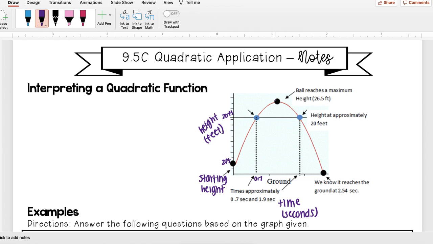And a lot of times you're going to be asked, what is the maximum height, and at what time does it hit the maximum height? The maximum height is just always going to be your vertex. So that's always going to be the highest that the ball reaches, and so on.